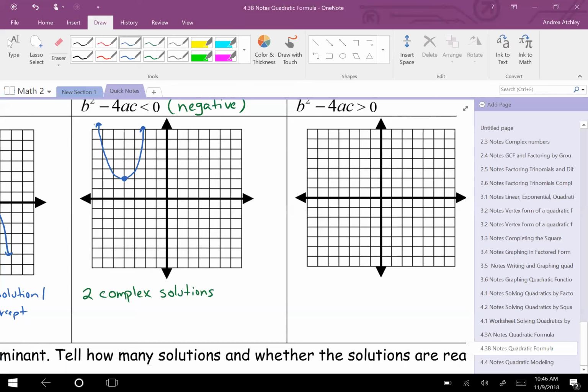Could it face down as well? Yeah. I would just have to have my parabola, the vertex be below the x-axis and face down. Does that make sense? We're good?